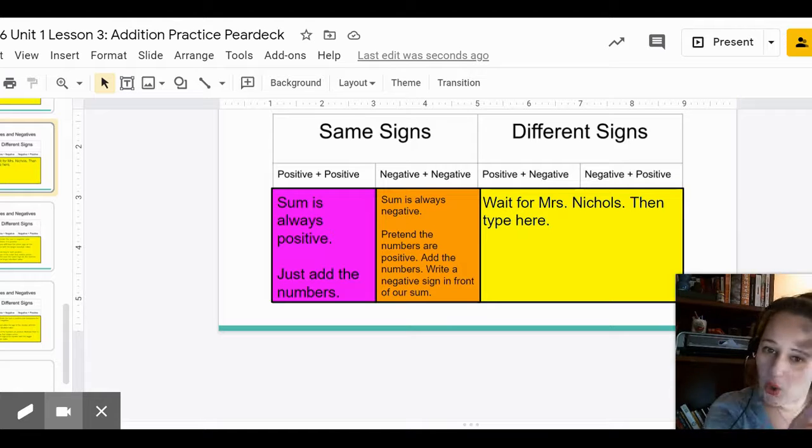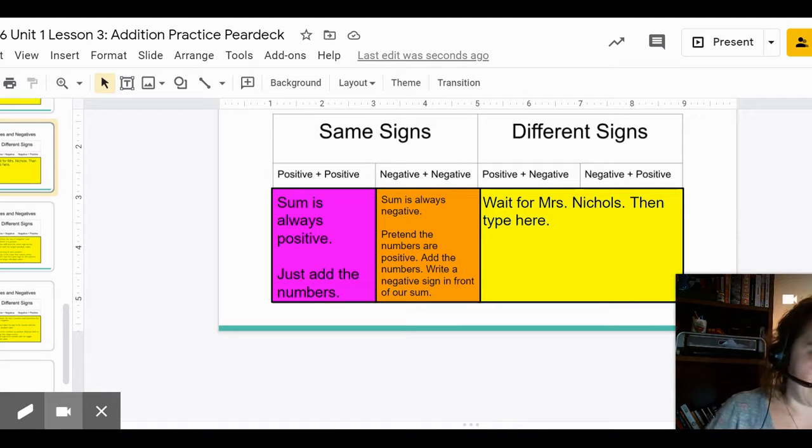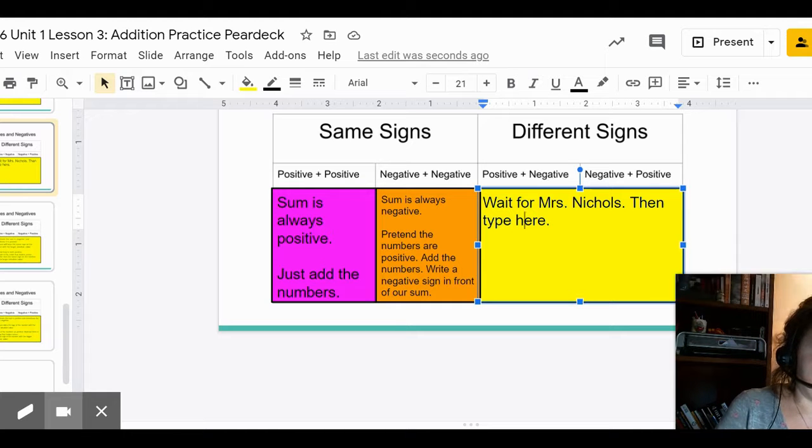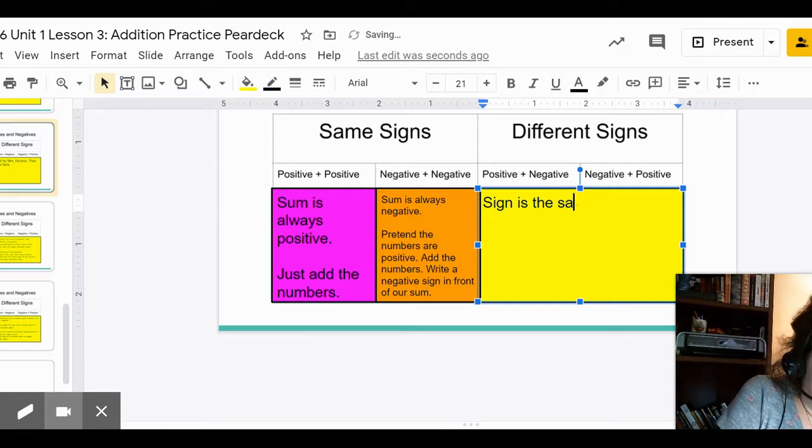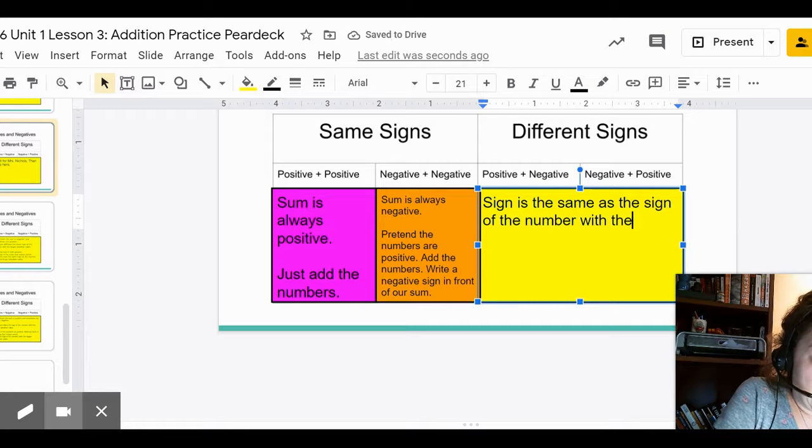Different signs, ooh, it gets a little more complicated. So sometimes our answer is positive and sometimes our answer is negative. And the way that we'll figure it out is this: the sign is the same as the sign of the number with the larger absolute value. What? So what that means is look at the value that is bigger.